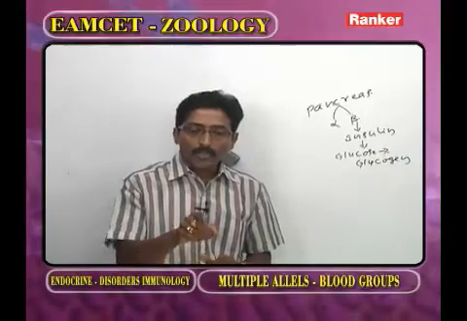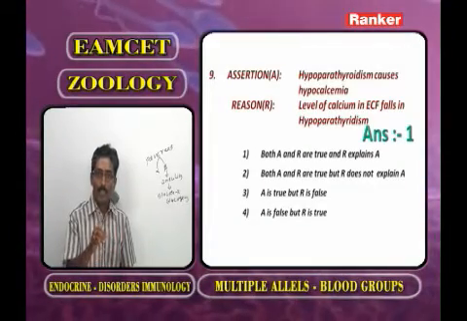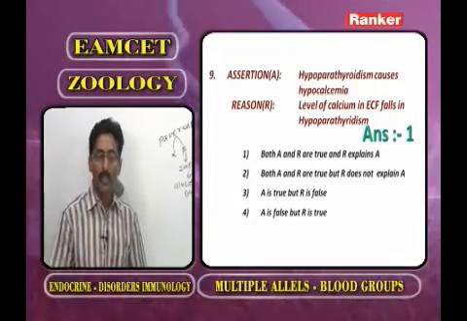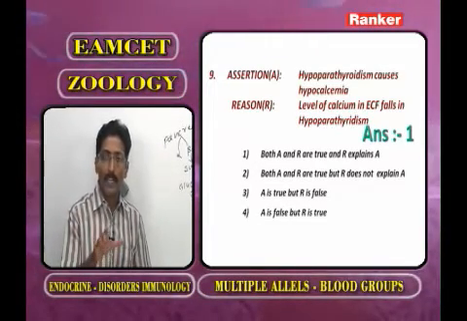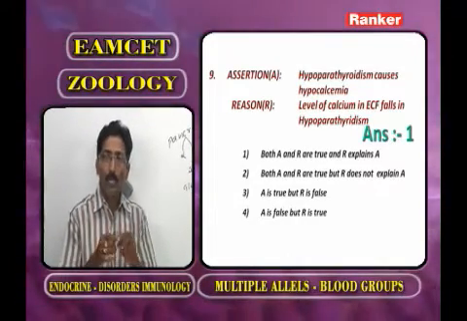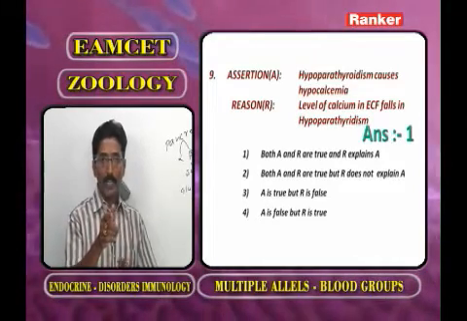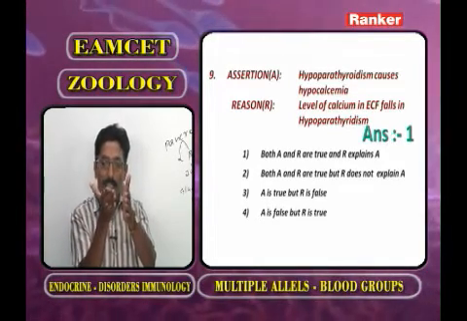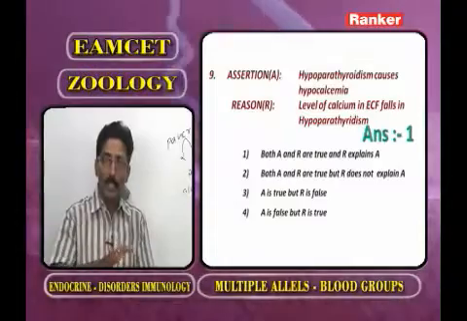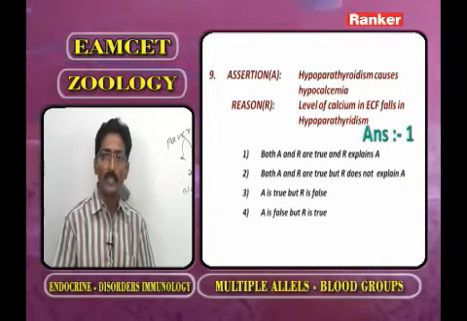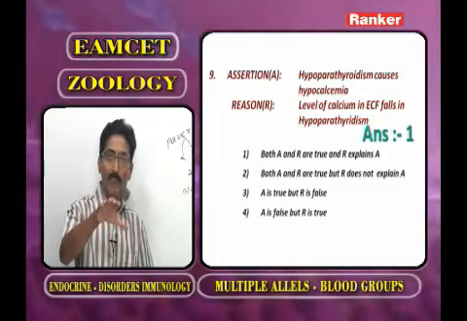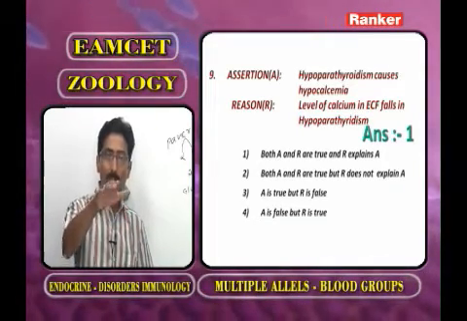Now here, you have to observe the assertion. Hypo, what is the meaning of hypo? Less secretion. Here, what is less secreted? Parathormone. Hypoparathyroidism means less amount of parathormone, which causes hypocalcemia. What is meant by hypocalcemia? In the blood plasma, the calcium levels fall down. But in the last question, what did we discuss? The parathormone maintains homeostasis. What is meant by homeostasis? In the ECF, the calcium and phosphorus levels are maintained by the parathormone.